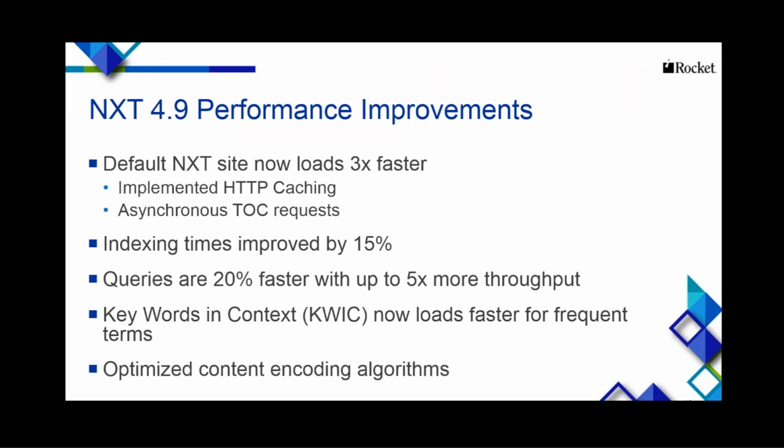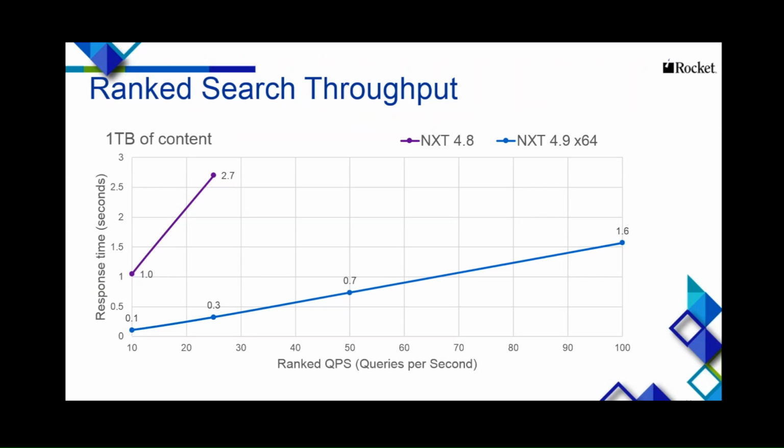This is a graph showing the ranked search throughput. We picked ranked search because it's between Boolean search and ranked search. Ranked is much slower than Boolean because we need to calculate the relevance for each hit in the result set.